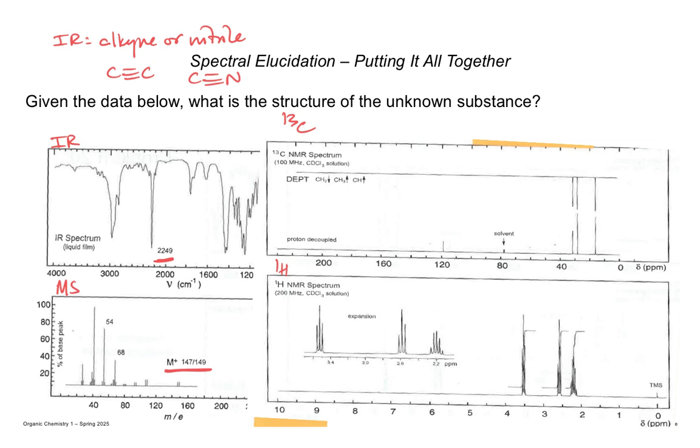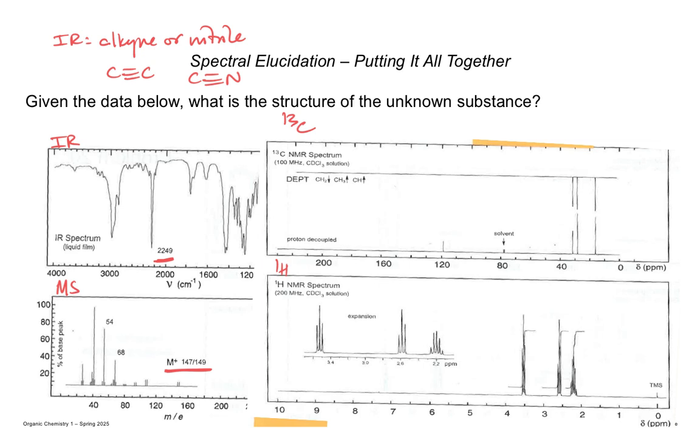So we have 147/149. What'd you say? A little louder. It's an M+2. So it's an M+2, that's important. And then if you zoom your eyeball in on the intensity of those lines, does that tell you anything? They're even?